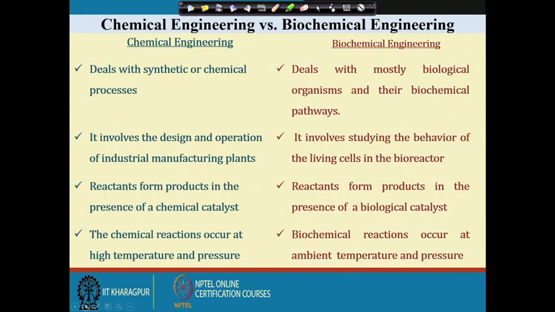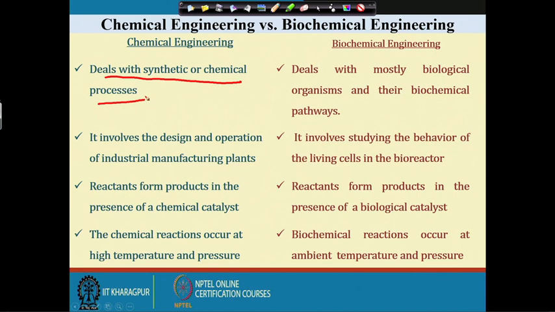Now next I want to give you the differences between chemical engineering and biochemical engineering. Chemical engineering, if you look at it, deals with the synthetic or chemical processes. As for example, acid and alkali, when they react with each other, form the salt. Or if I consider the burning of coal in presence of oxygen, when coal burns, it produces carbon dioxide and water. This is the kind of pure chemical reaction that we have.